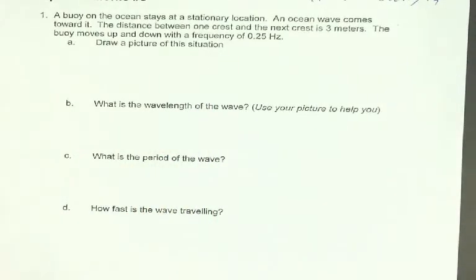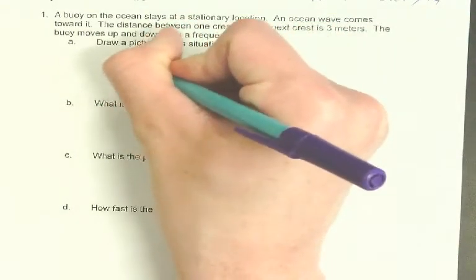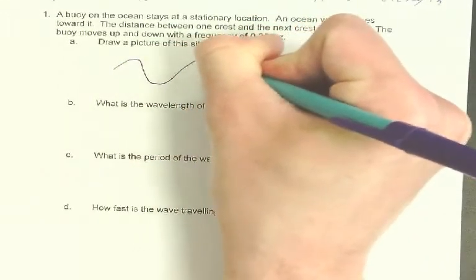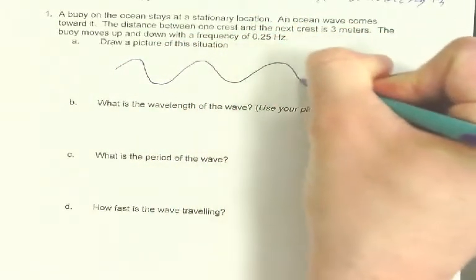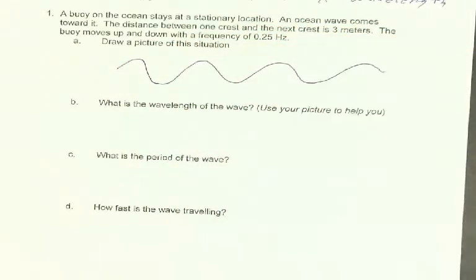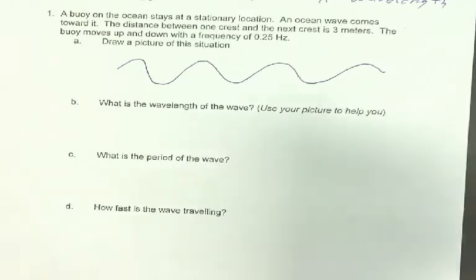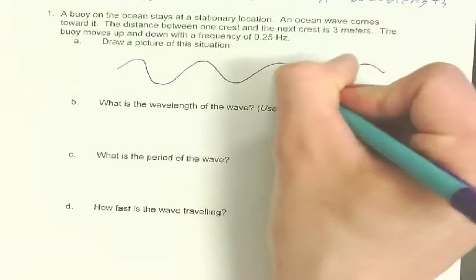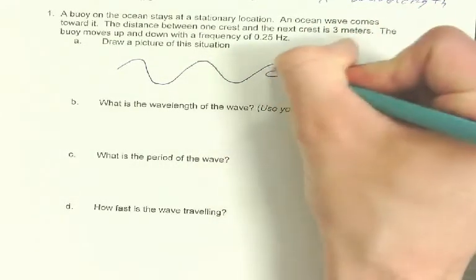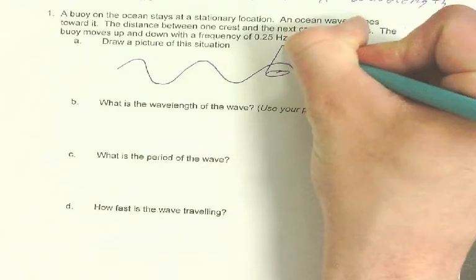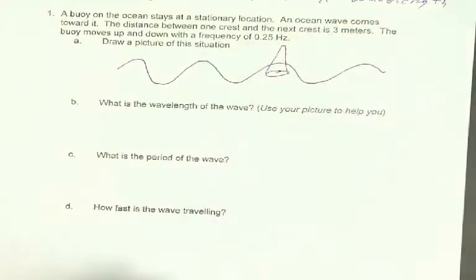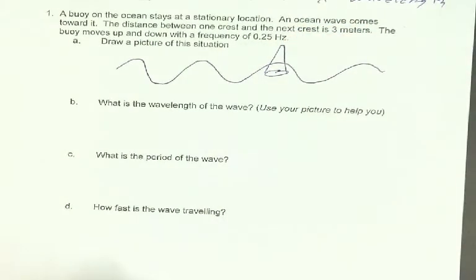So for drawing the situation here, I'm just going to draw kind of like an up and down wave. So here we go. So there's my ocean wave here. Here's my incredibly well-drawn buoy. There you go. That's what all buoys look like, I'm pretty sure.